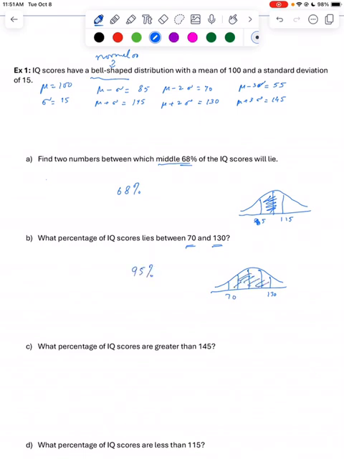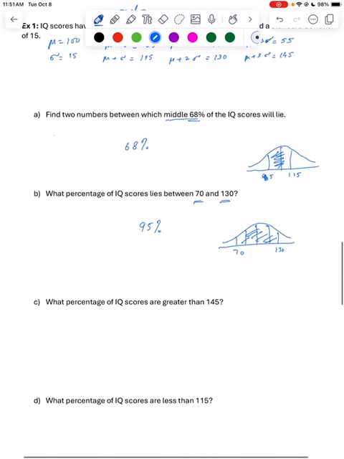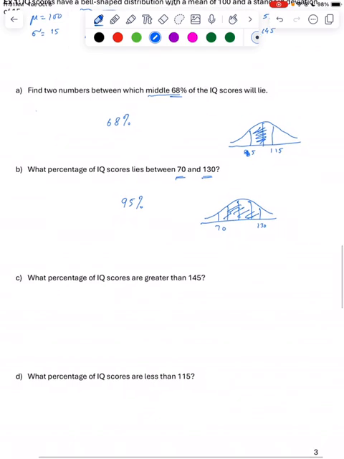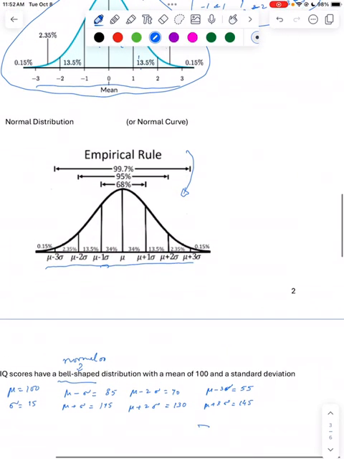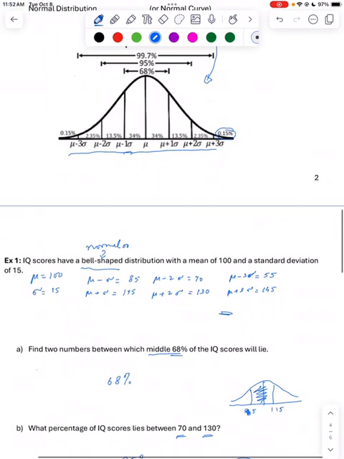Okay, looking at the next one, what percentage of IQ scores are greater than 145? Okay, greater than 145. So you will do this, and now 145 is somewhere here. So we want the percentage over here, which means we want the area over here. So that is what I was saying. If you have drawn this in the beginning, before you answer the questions, you can just look up. So we are talking about this, so you can write the answer. But if you don't have this, then you have to do a little bit of work in this problem.